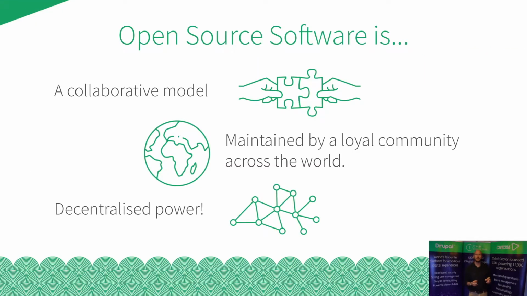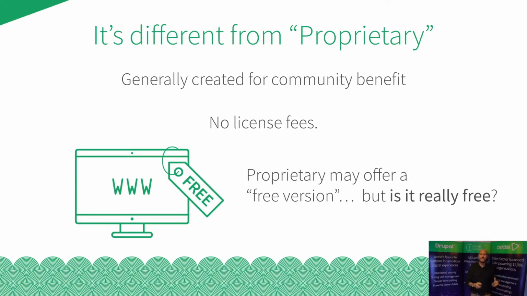So open source software is built in a collaborative way and maintained by a community of professionals that may span all across the world. And it's decentralized power because there isn't one person or one organization that gets to decide the future of that application. It's different from proprietary in that it's generally created for community benefit rather than for personal gain and profit. There are no license fees, which can be an advantage. We'll get to that in a bit.